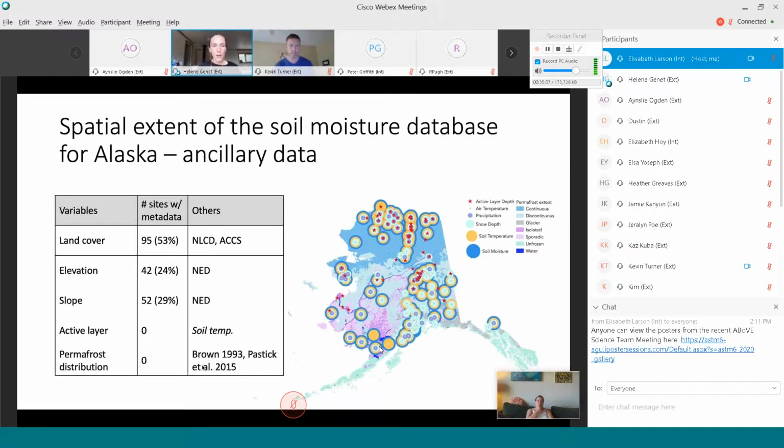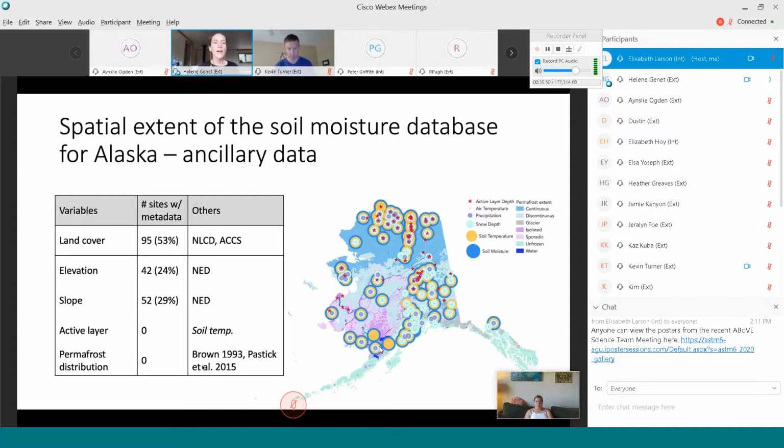We also added ancillary information on top of that, mostly from metadata along with the soil moisture reports when available, but the metadata didn't always indicate it, for instance plant cover, elevation, slope, active layer, and permafrost distribution. The active layer was assessed from soil temperature, because the CALM grids didn't overlap exactly with the soil moisture sites, so we set those aside and estimated active layer from soil temperature.